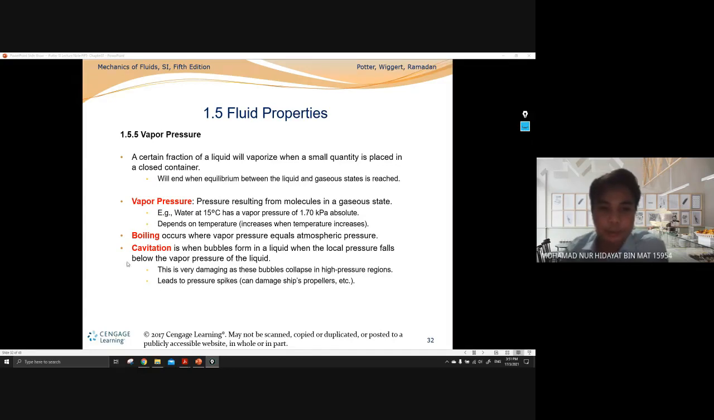Okay. So finally, this is cavitation. It is the bubble that forms in a liquid when the local pressure falls below the vapor pressure. Later on, in the next session, we're going to talk more about this cavitation. Cavitation is basically the process of explosion. The bubble will explode due to the local pressure falling below the vapor pressure.